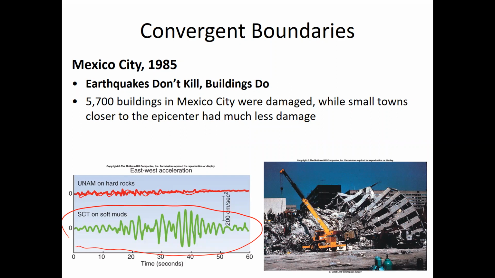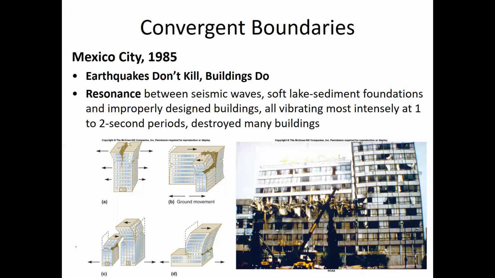And so not only were the sediments amplifying the shaking within the basin that Mexico City was built in, but the buildings were not built properly to handle the shaking. So resonance occurred between the seismic waves, the soft lake sediment foundations, and the improperly designed buildings, all of them vibrating most intensely at about 1 to 2 second periods, and destroyed many buildings. So buildings were split down the middle.